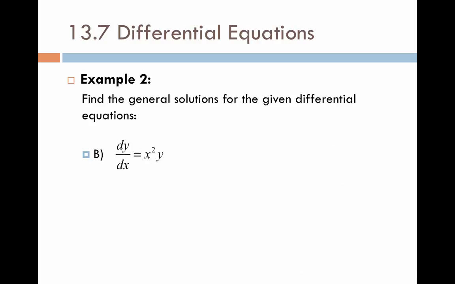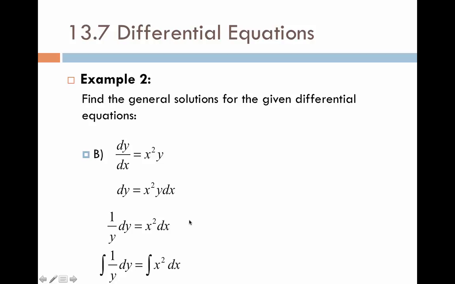Part B. I'm going to multiply both sides by dx. Now over here I have a y. This variable doesn't go with my x's. I need to get y on the other side, so it's with dy. So I'm going to divide both sides of the equation by y. So now I have my y's and my dy on one side and my x's and dx on the other side. So I'm ready to integrate, so I'll put the integral signs in front of both of those.